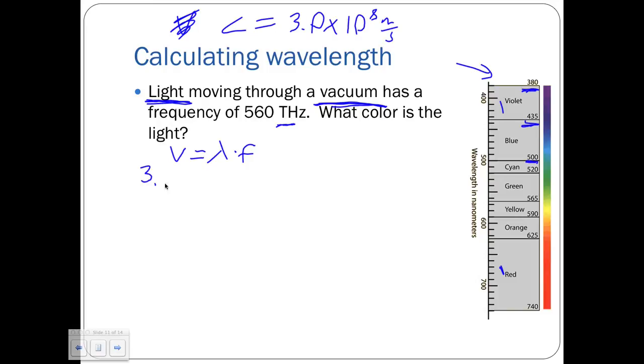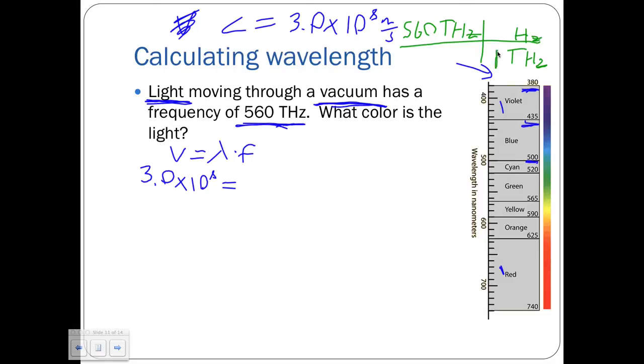So we'll say, to start this off, 3.0 times 10 to the 8th meters per second is equal to the frequency, and it tells us the frequency, 560 terahertz. Problem is, that's really not in the unit that we want it to be in. So we're going to have to do a unit conversion here. We want to cancel out terahertz and go to hertz, because that's the unit we want. So this is just straight up metric conversion.